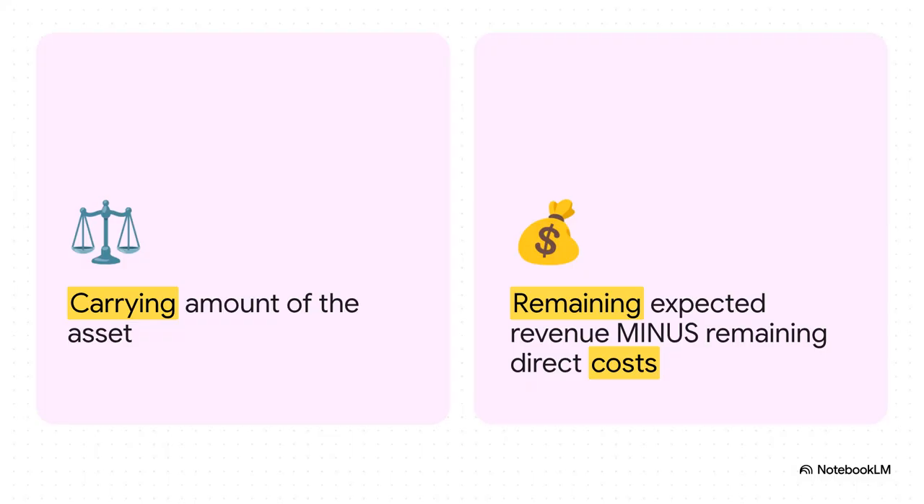I always like to picture this test as a giant set of scales. On the left side, you've got your carrying amount. On the right side, you've got your available margin, which again is your remaining expected revenue minus your remaining direct fulfillment costs. You've got to constantly weigh these two sides. If the left side, the carrying amount, is heavier than the right side, well, you've got a problem. Your asset is valued higher on your books than the cash it can actually generate, and that means impairment exists.